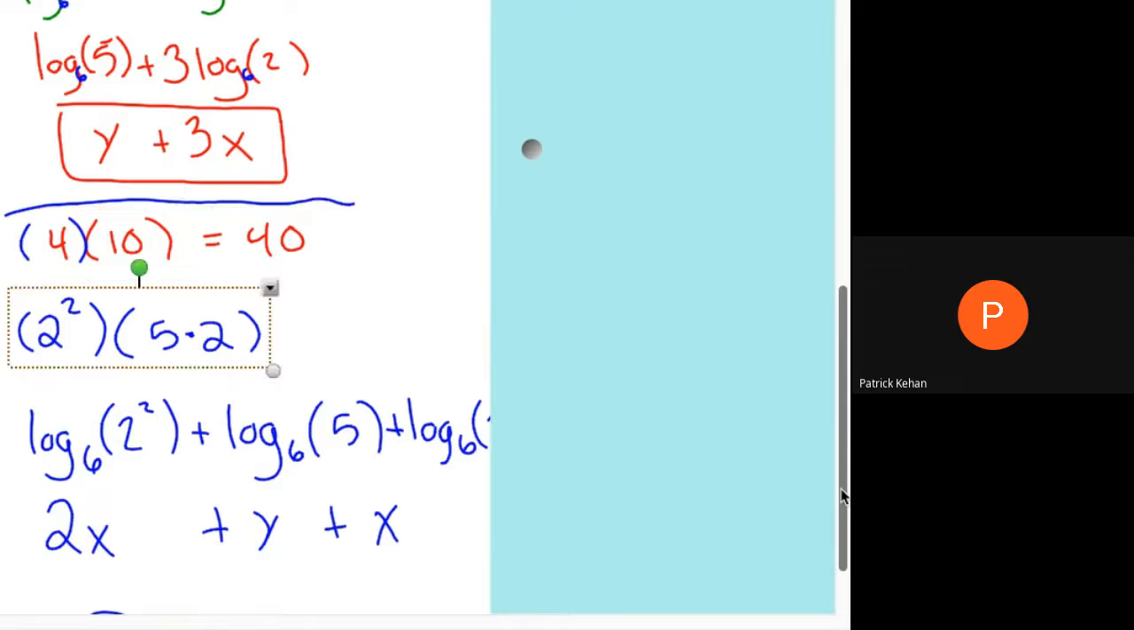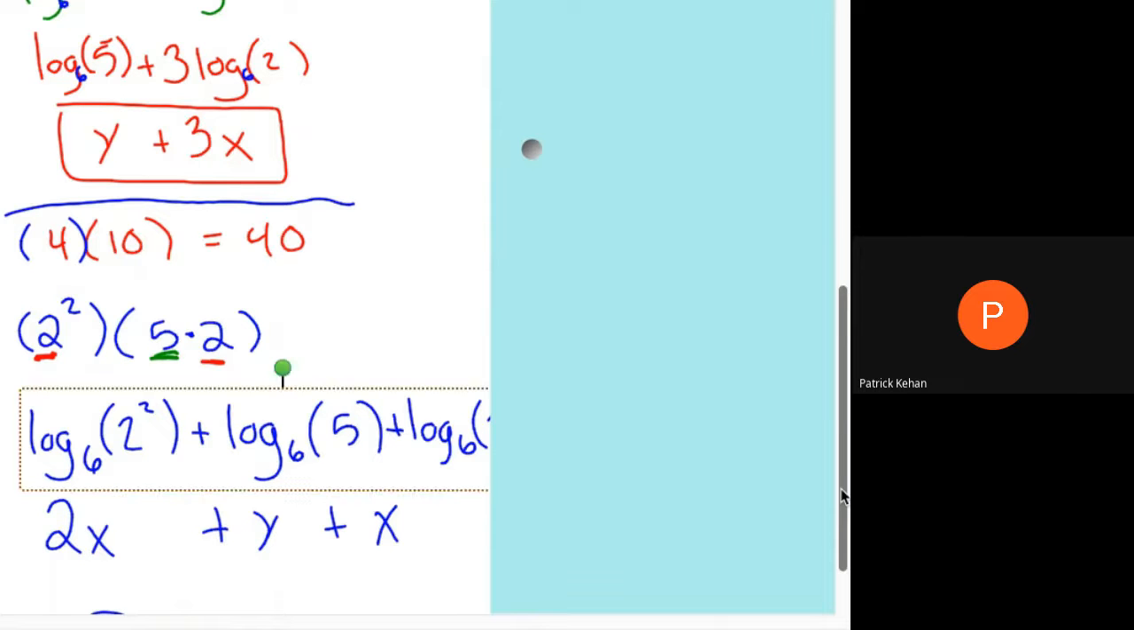So 4 is 2 squared. 10 is 5 times 2, right? So there you see a 2 showing up here, a 2 showing up here, and you also see a 5 showing up right here, which is helpful. So at this point, I can decompose log base 6 of 40 into log base 6 of 2 squared, which is 4, plus log base 6 of 5, plus log base 6 of 2, right?